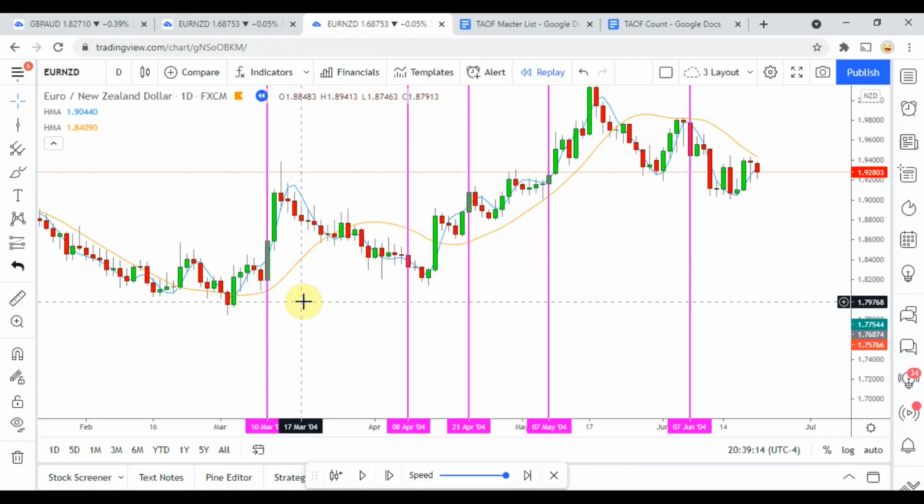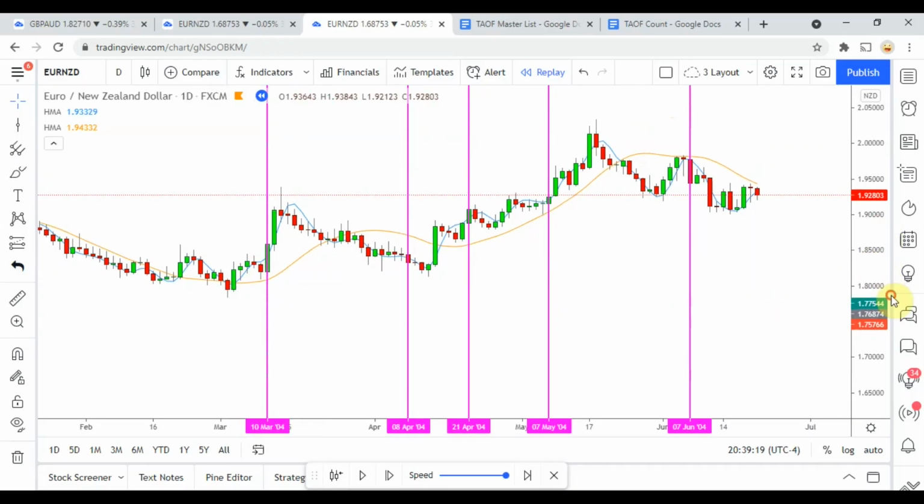The last criteria that we are looking for is a break of the faster moving average.